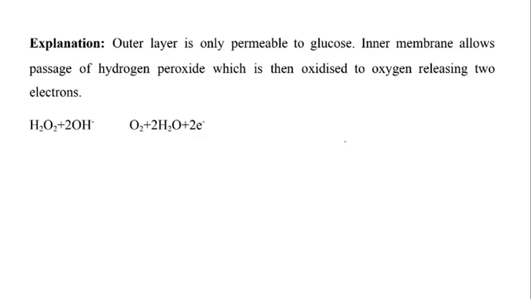So the outer layer is only permeable to glucose. The inner membrane allows passage of hydrogen peroxide, which is then oxidized to oxygen, emitting 2 electrons. This reaction occurs at the electrode. After the innermost layer the electrode is there, where this reaction happens and produces 2 electrons, which are responsible for current flow.